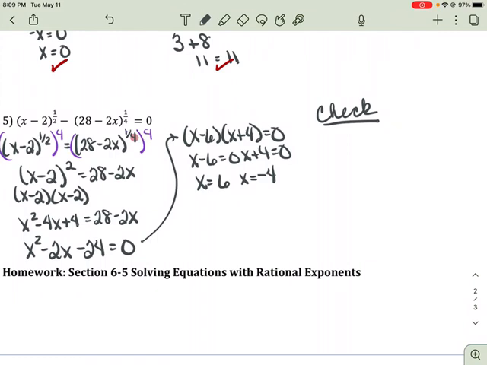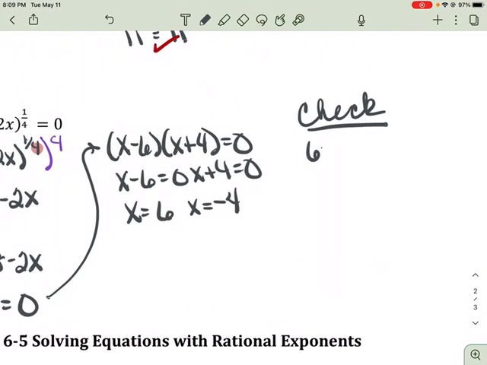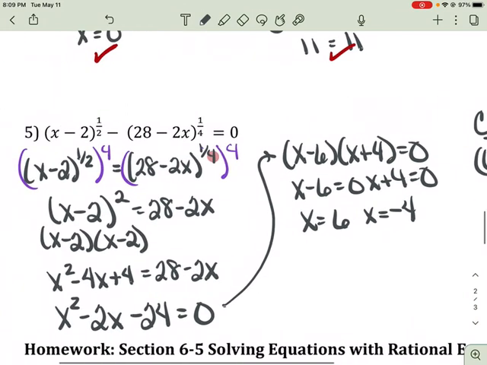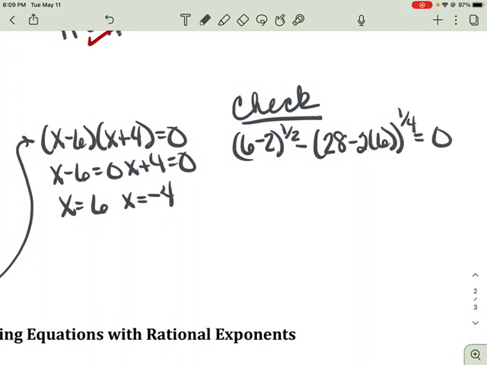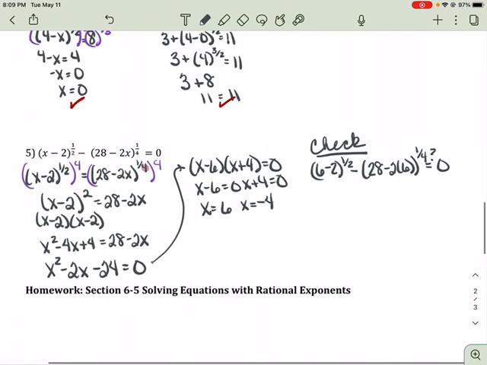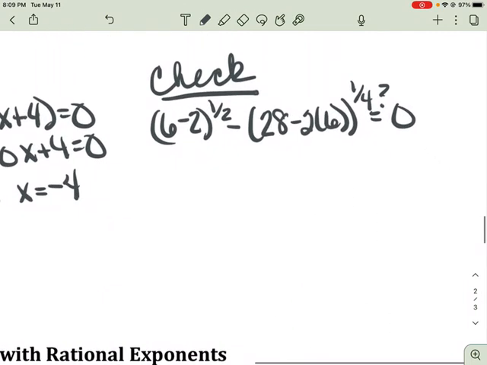So we're going to go 6 minus 2 to the 1/2 minus 28 minus 2 times 6 to the 1/4. And the question is, is our answer equal to 0? Okay, all right, so this is 4 to the 1/2 minus 2 times 6 is 12. 28 minus 12, 14.